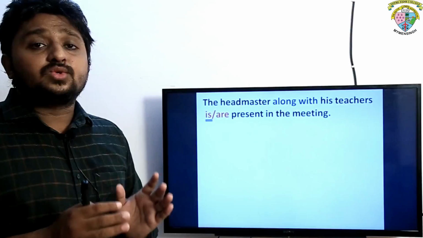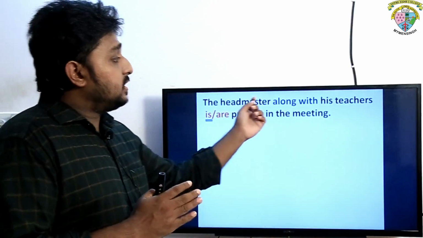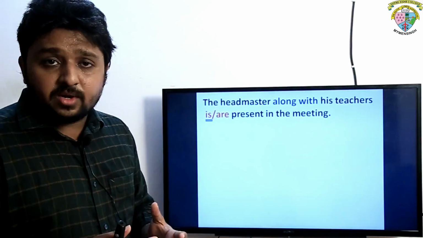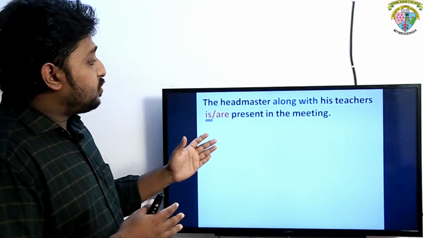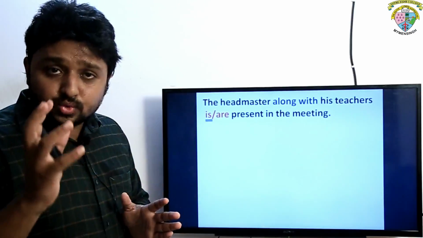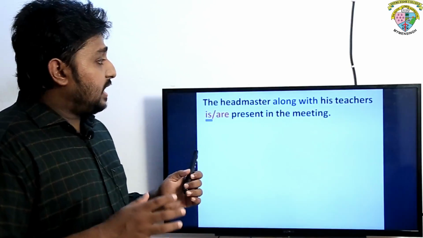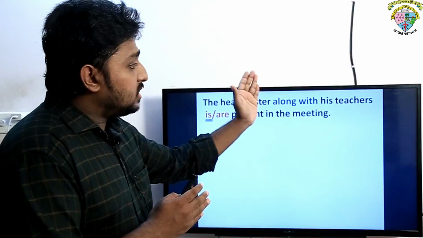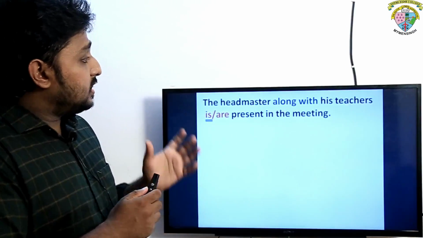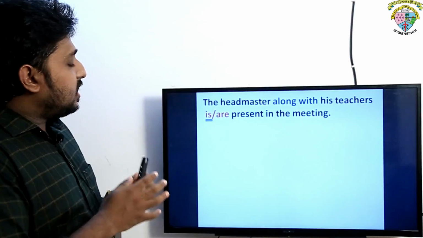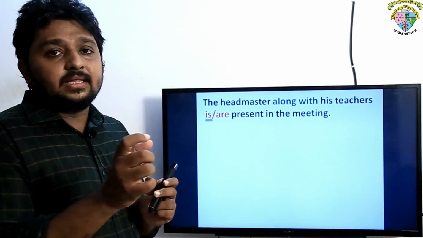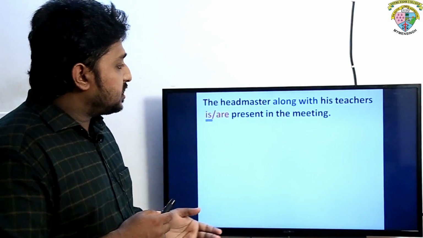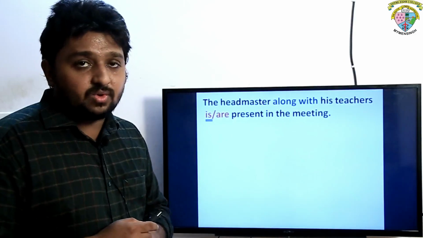The reason is that when two subjects are connected with a conjunctive phrase like along with, as well as, accompanied by, accompanied with, we have to select the first subject to take the correct verb. So once again I want to repeat, if you see two subjects connected with this sort of conjunctive phrase, then you have to choose the first one to take the correct verb. Here the headmaster is a singular subject and it is going to receive the singular verb is.